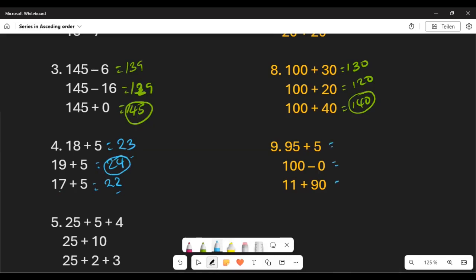So let's look at this one also. We have 95 plus 5 gives us 100. 100 minus 0 gives us 100. And then we have 11 plus 90, that gives us 101. So which one is greater? 101 is greater than the others.